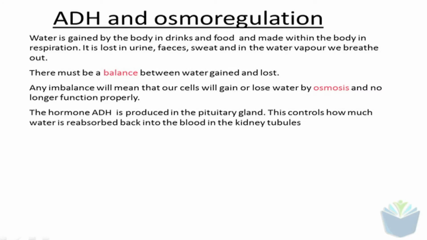So the hormone ADH is produced in the pituitary gland, which is located just below the hypothalamus, and this controls how much water is reabsorbed back into the blood within the kidney nephrons.